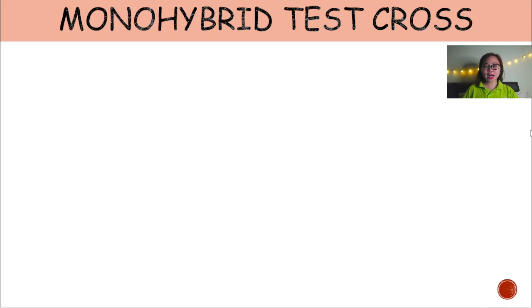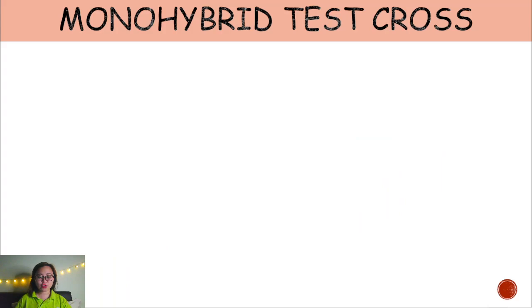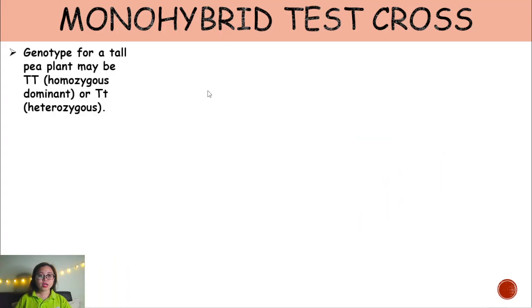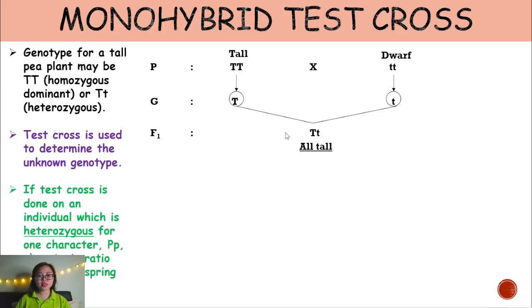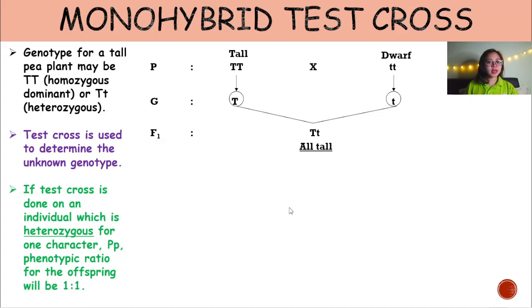Okay, so let's look at how does it look for a monohybrid test cross. The genotype for this tall pea plant may be homozygous dominant or heterozygous. So a test cross is used to determine the unknown genotype. Okay, so this one we are showing from tall plant. If it is a tall plant crossed with a dwarf plant, tall homozygous. If the test cross is done on an individual which is heterozygous for one character, the phenotypic ratio for the offspring will be 1:1.